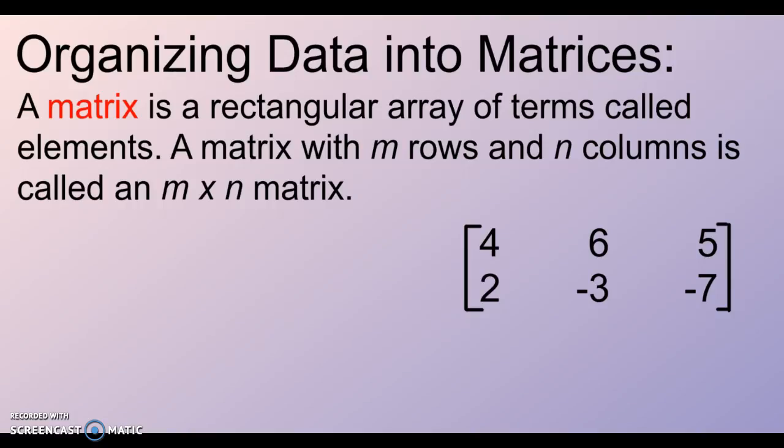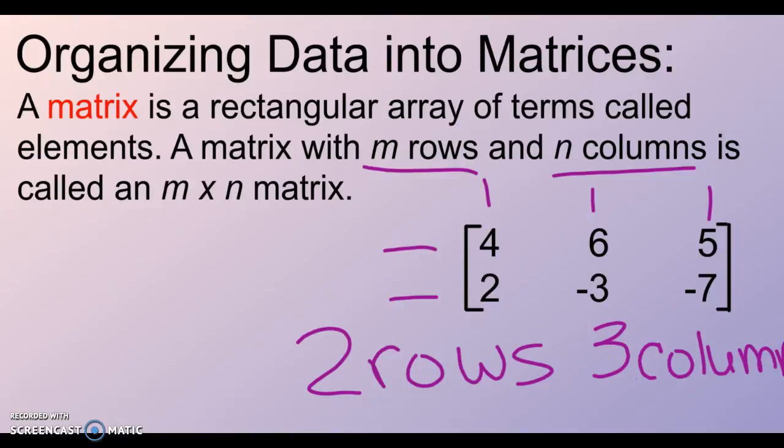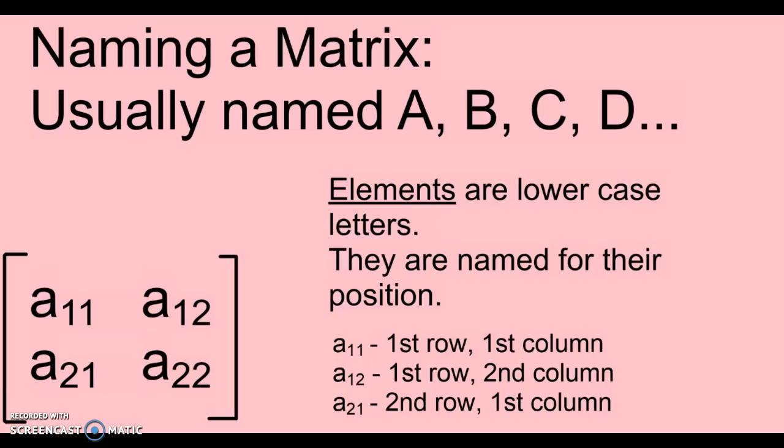So let's go back to this. It basically says a matrix has m rows and n columns. Rows go this way, columns go up and down, okay? So we have 2 rows here and 3 columns. So this is a 2 by 3 matrix. Let's look at some other matrices and see how we can do that.